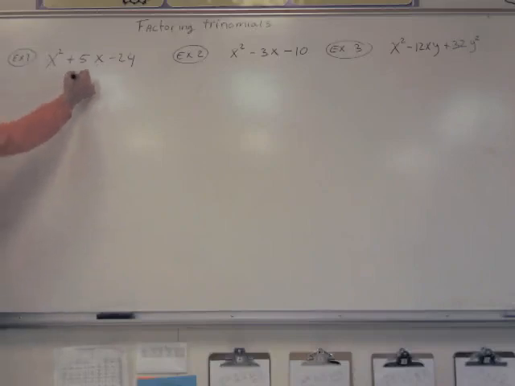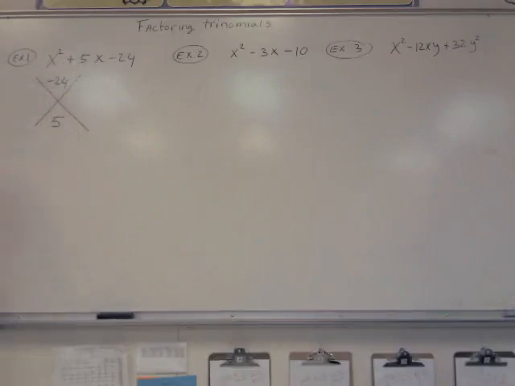Now, in order to do this, we're going to set up a diamond problem. So I just draw an X representing the diamond problem. The third term, the last term, goes in the top of the diamond problem. That's going to be the product of two numbers. The middle term, the 5, goes in the bottom of the diamond problem. That is going to be the sum of the two numbers.